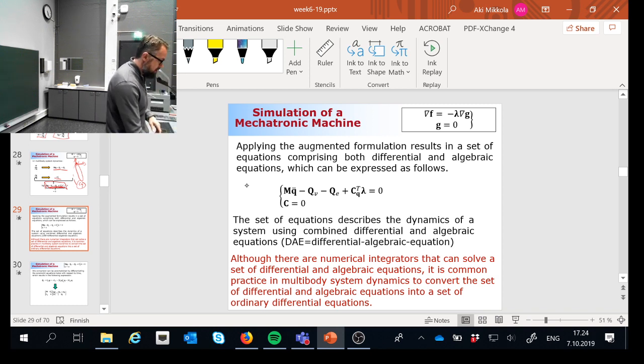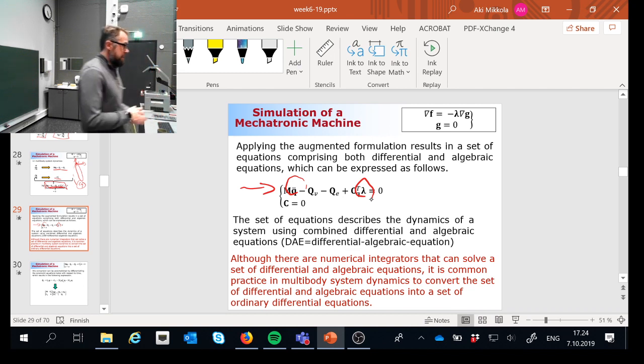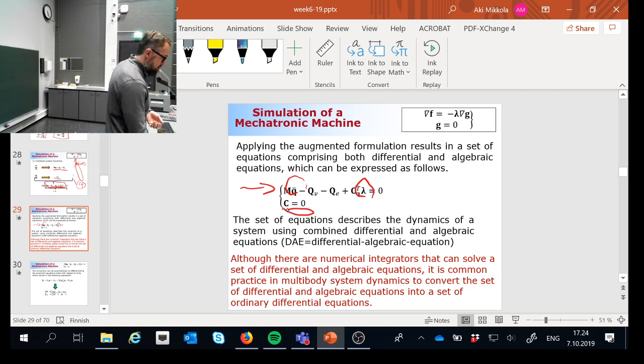Because if using this equation only, I have too many unknowns versus number of equations. This is unknown, which is the acceleration of generalized coordinates, but this is unknown as well, which is reaction forces. So I simply don't have enough information to solve the problem. But I can use additional information, which is my constraint equations. Now things work out.